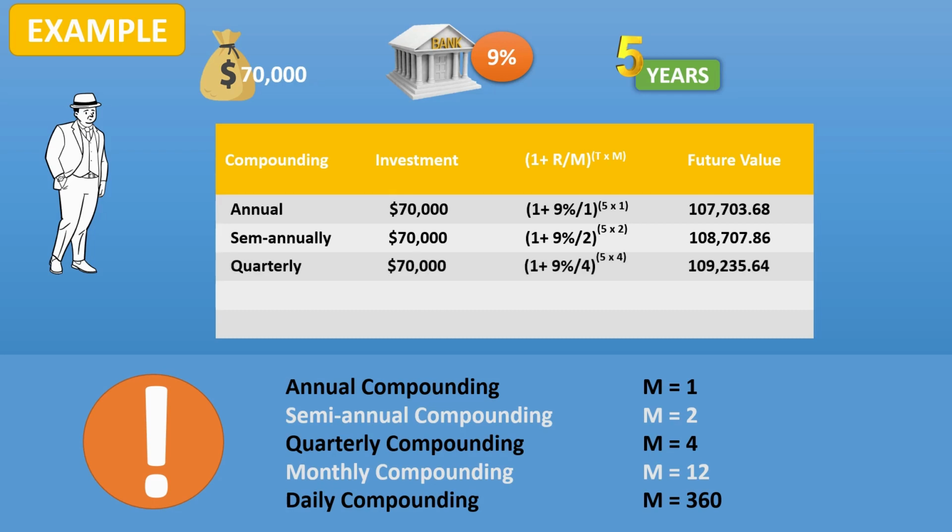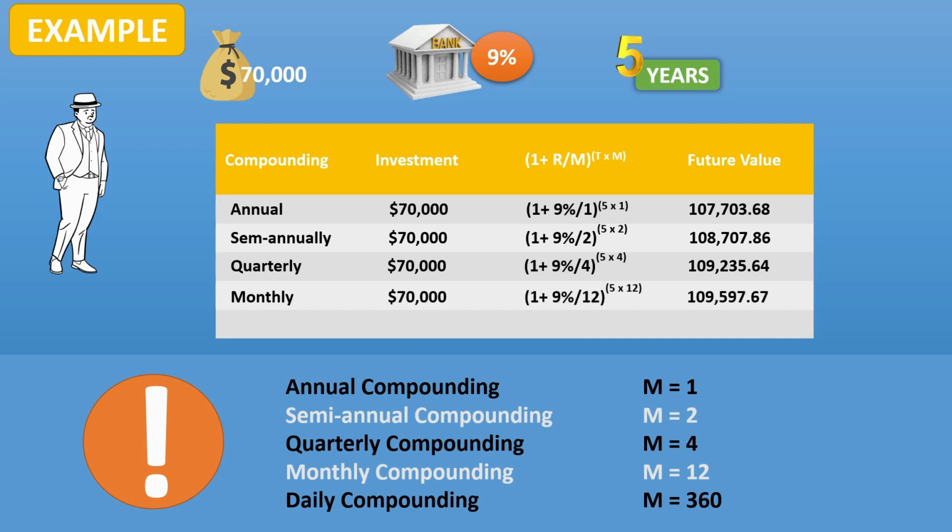In case of quarterly compounding, M is equal to 4. So, we will divide the interest rate by 4 and then take the exponent by multiplying 5 years by 4. Then we will multiply the compounding factor with investment to get the future value of $109,235.64.